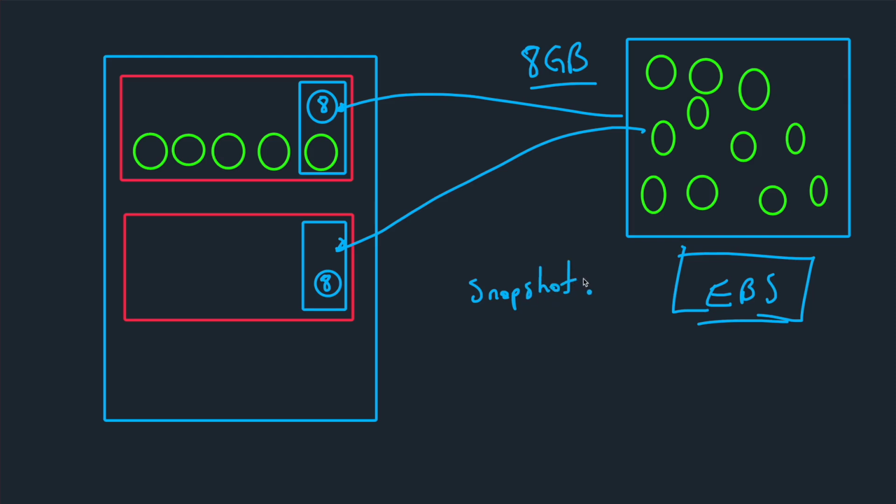A snapshot is a point-in-time backup of a volume, which means you are able to recreate the volume exactly as it was when you took the snapshot. With Instant Store, you cannot take a snapshot. And of course, with Instant Store, you also cannot increase the volume because you are given that volume size exactly as it is. If it's 32 gigabyte or 160 gigabyte, it's exactly like that.